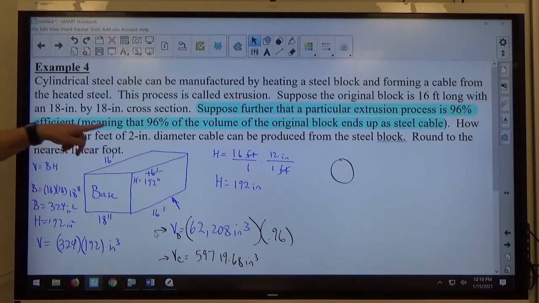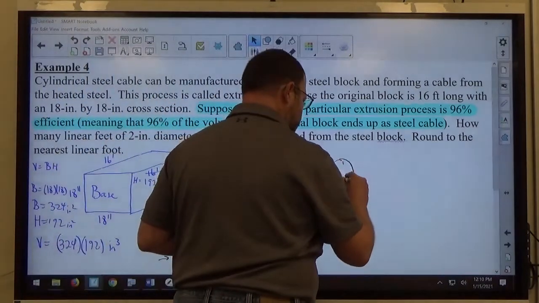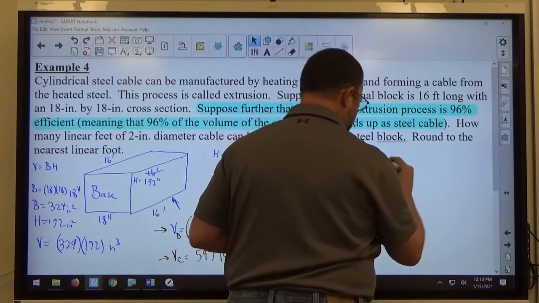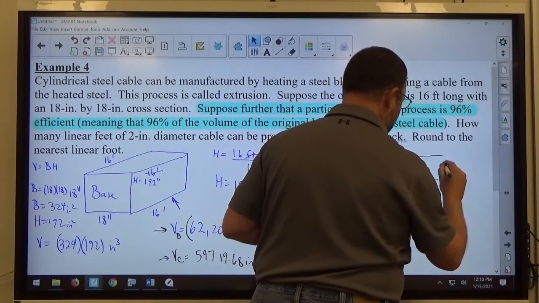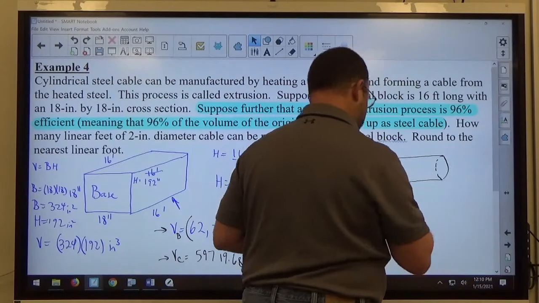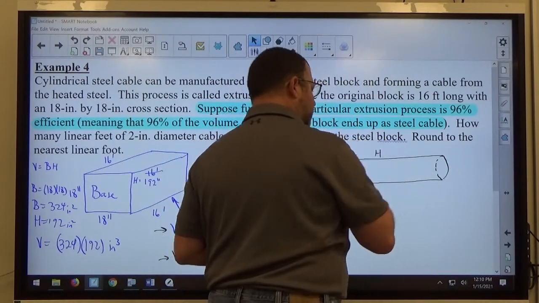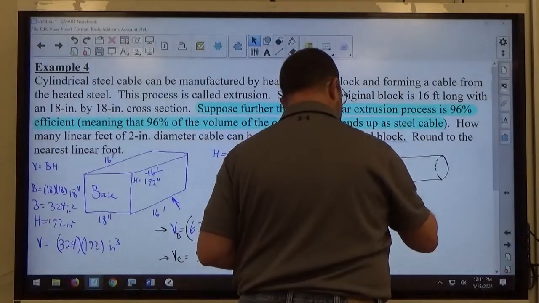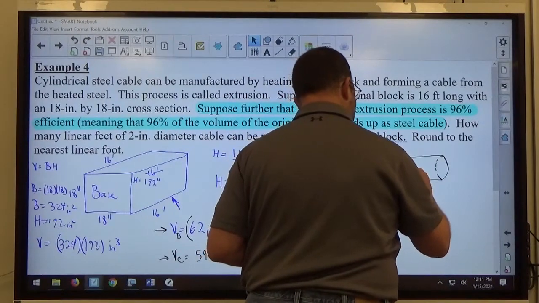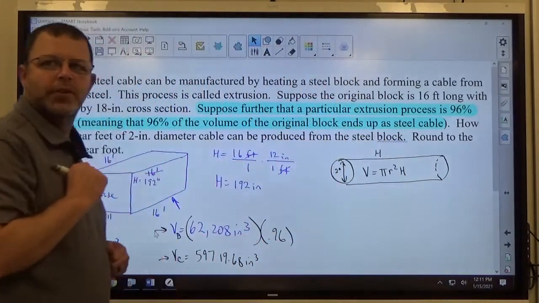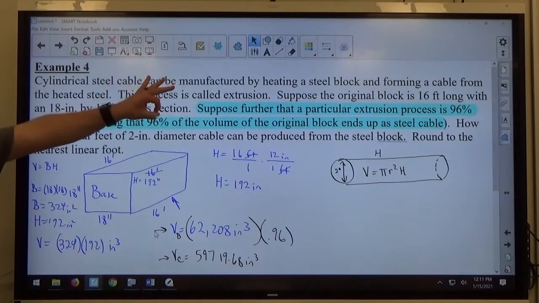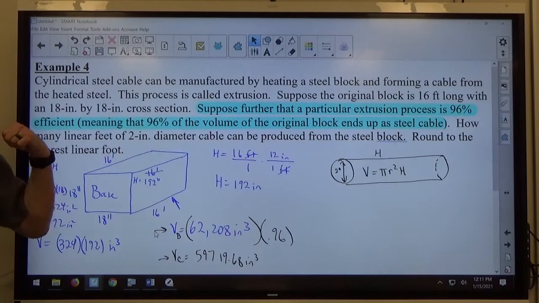2 inches in diameter and is going to be some length. The figure's not drawn to scale. Right? We don't know what this is. I'm going to call it H. I know the volume of this is pi r squared h, right? That's my formula for the volume of a cylinder, because the cable has now become a cylinder instead of a prism. We have a circular base that's being extended a certain distance.